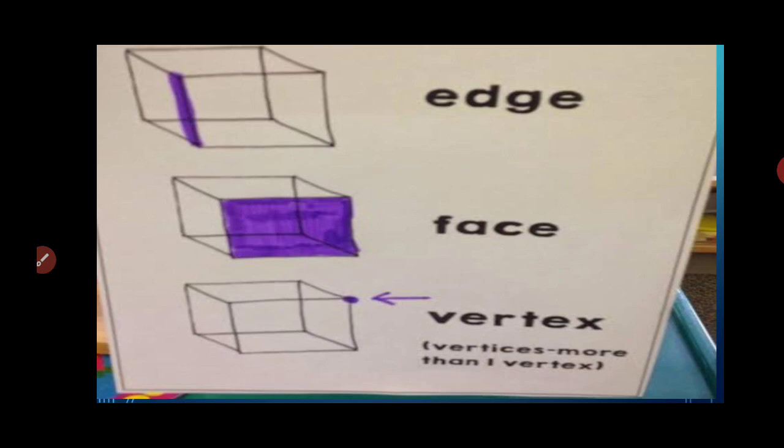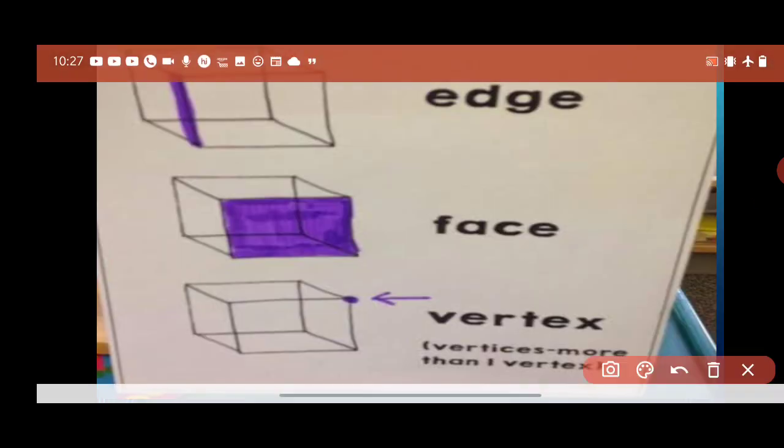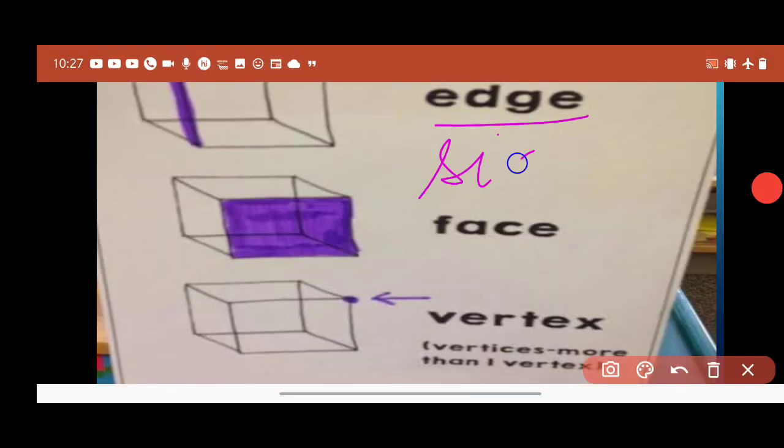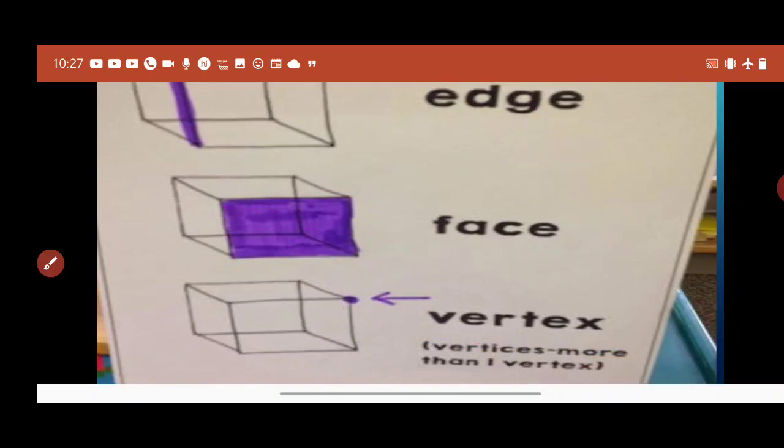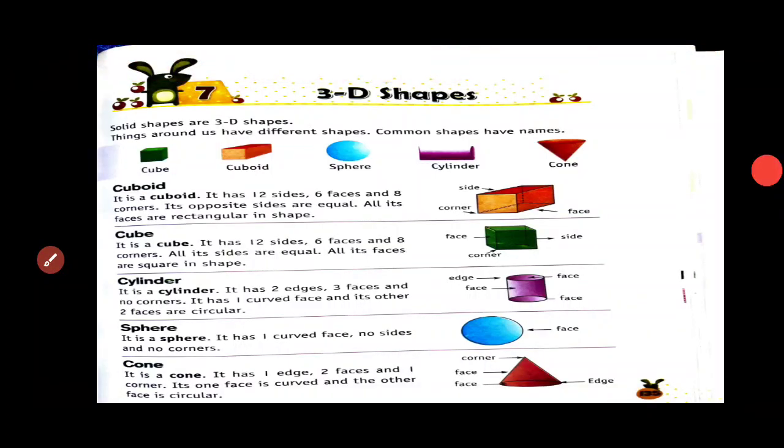So let's begin. Children, in order to understand different features of 3D shapes, we're going to understand some words. The first word, edge. Edge means the sides that we have studied yesterday, right? The sides are also called the edge. This is called the face, children. The colored portion is called the face, and this pointed portion where the small dot is made is called the vertex or the corner.